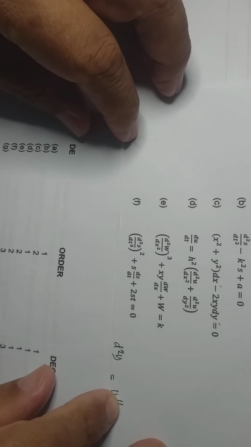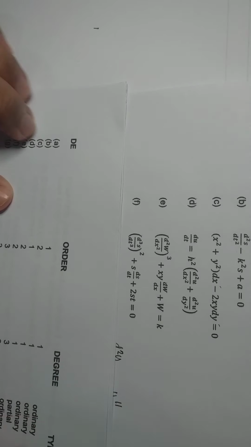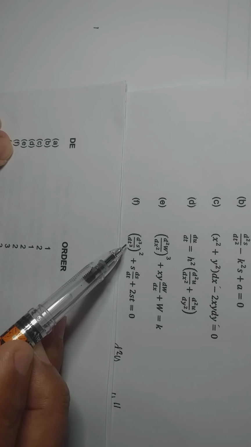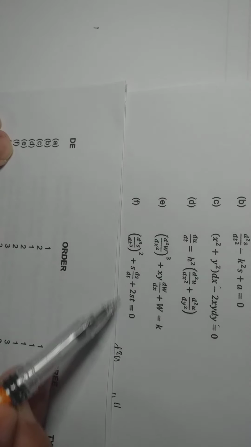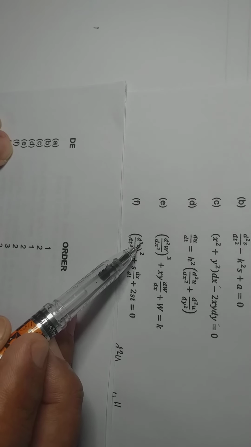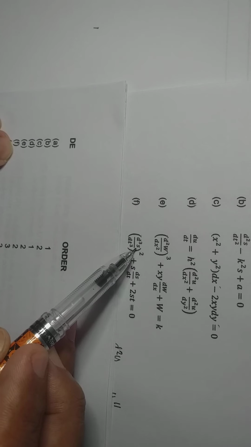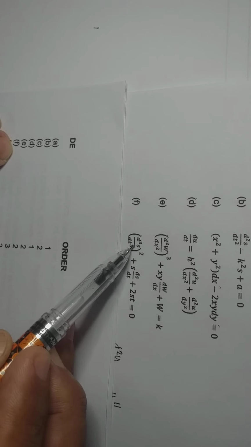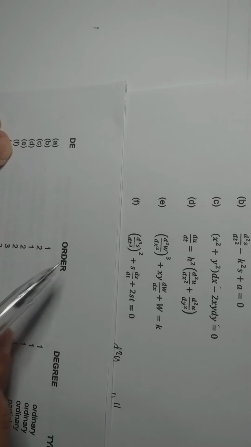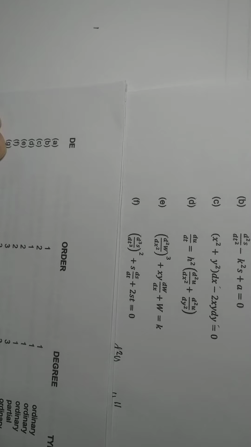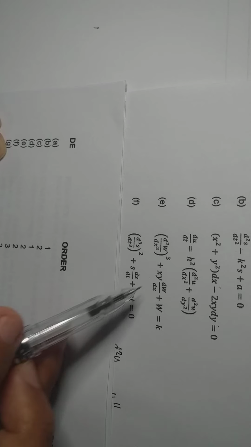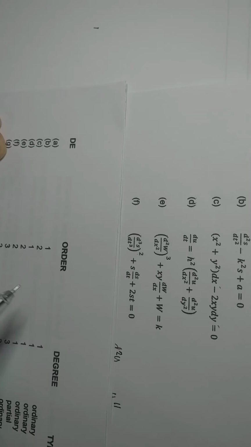And for letter F, the order is 3. Why? Because the highest order derivative present in the equation is of the third order. D cubed s over dt cubed. This determines the order of the differential equation. How about the degree? The degree is 2, since our highest order derivative present in letter F is raised to the second power, or second degree.